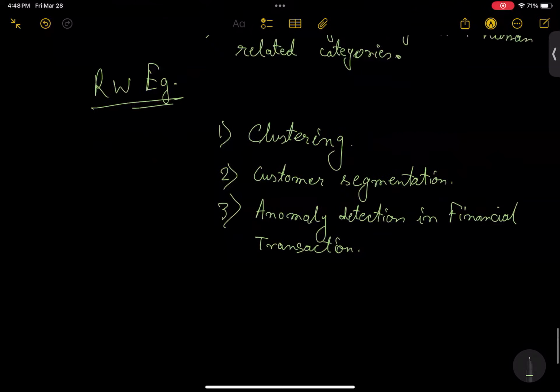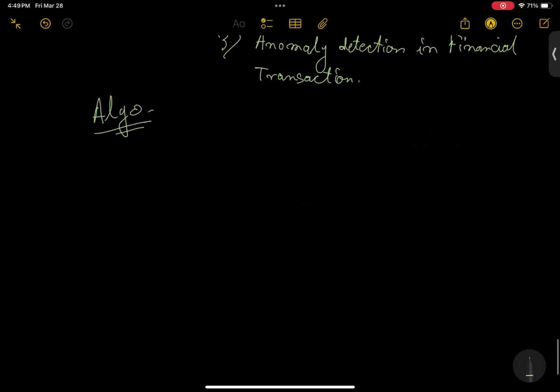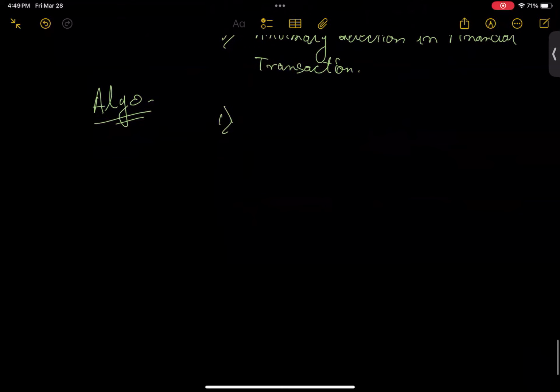Anyway, here are a few examples, and there are certain unsupervised algorithms that we should be aware of. The first one is called k-means.